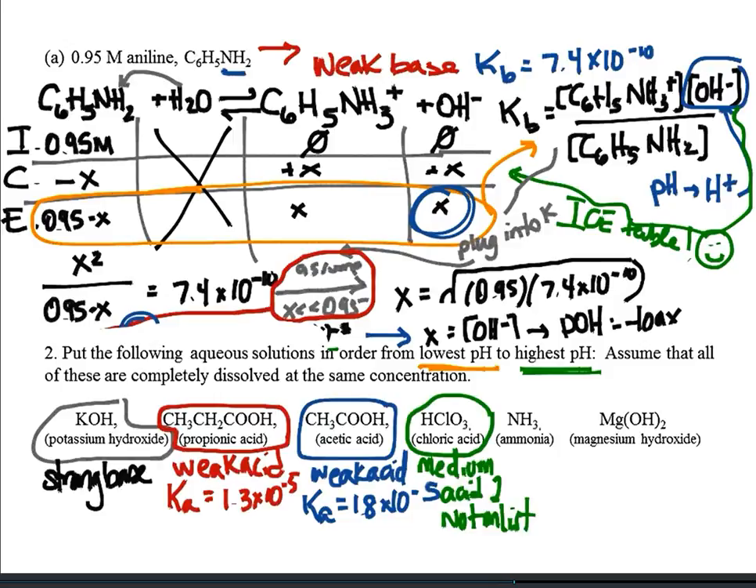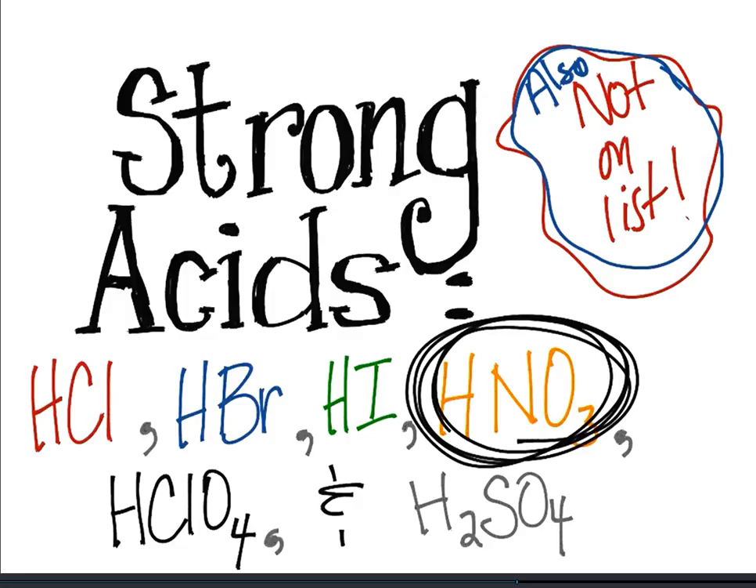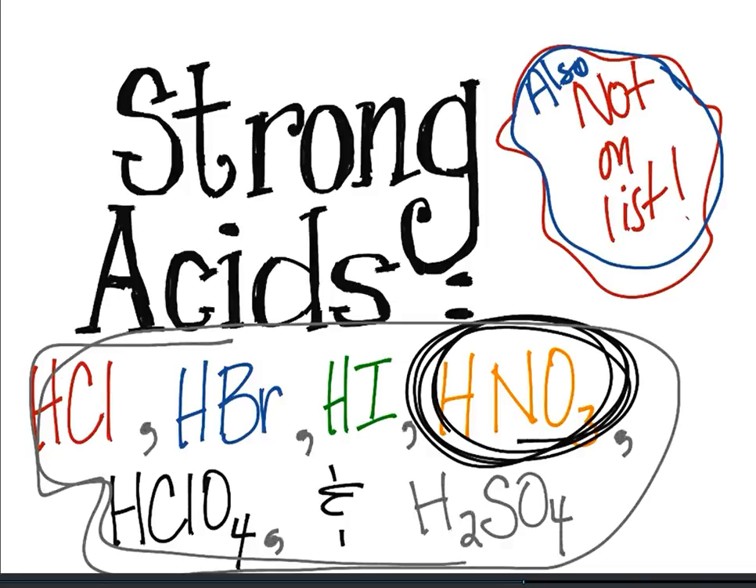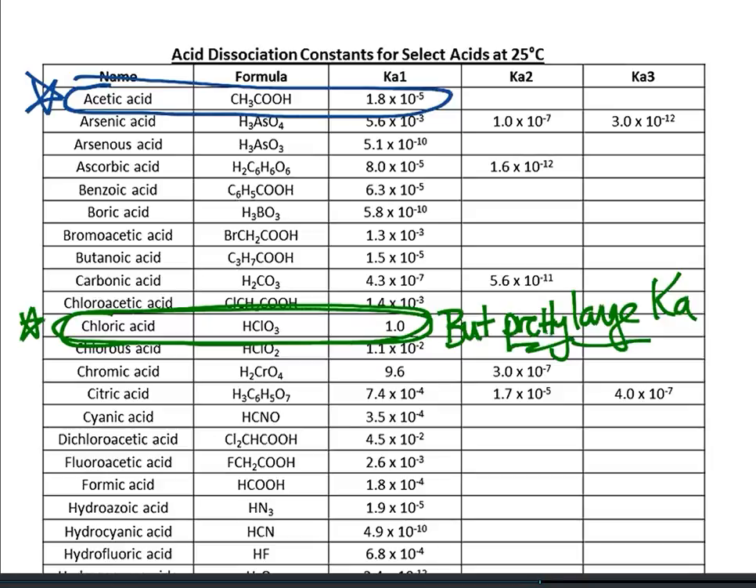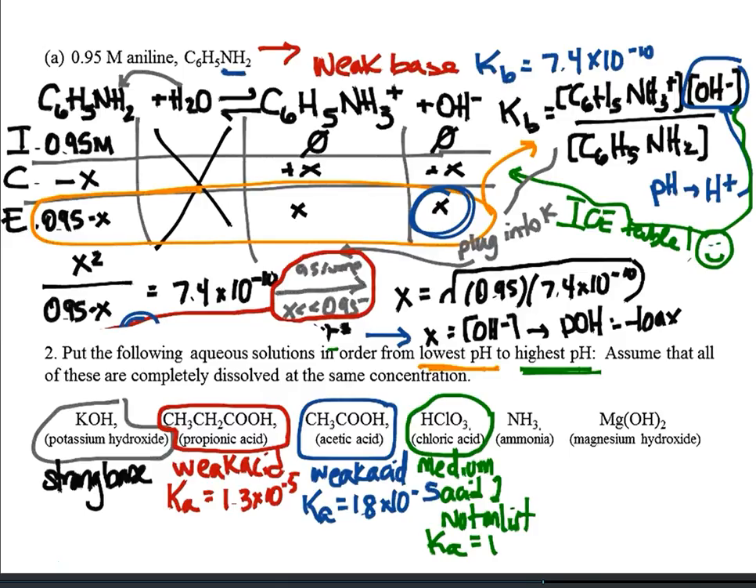Chloric acid is kind of a medium acid. Chloric acid is the one that we debated, should it be on the list of strong acids? Sometimes it is and sometimes it's not. It's not on the list that we have that your book uses, which is fine. It is on the Ka table, right? It has a Ka of 1. Chloric acid is right here. So it's pretty strong for a weak acid, but it's a large Ka for sure. So we're going to write Ka equals 1.